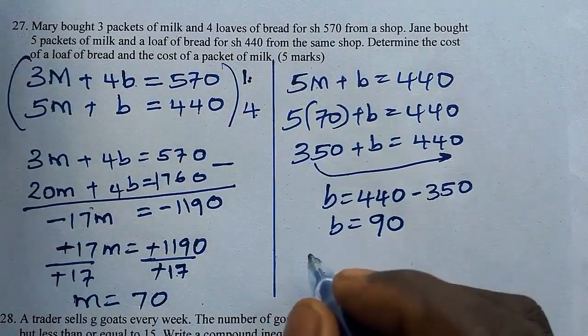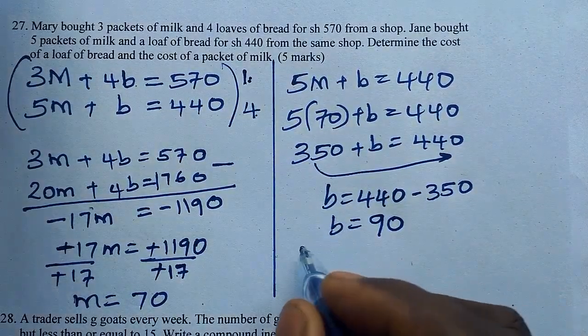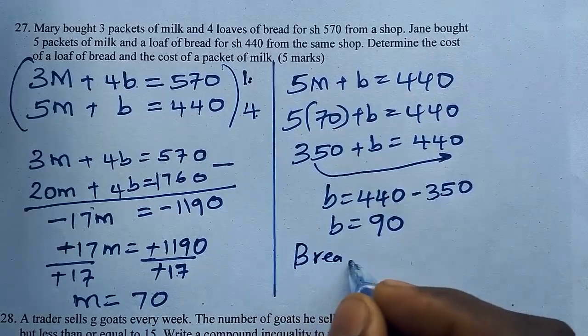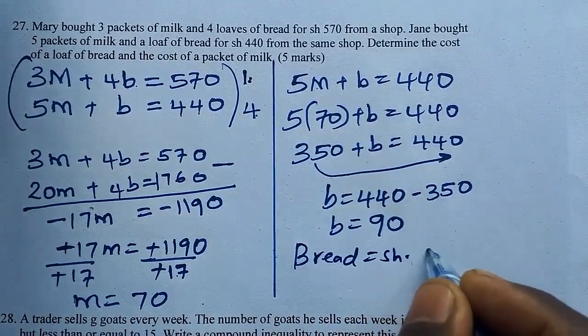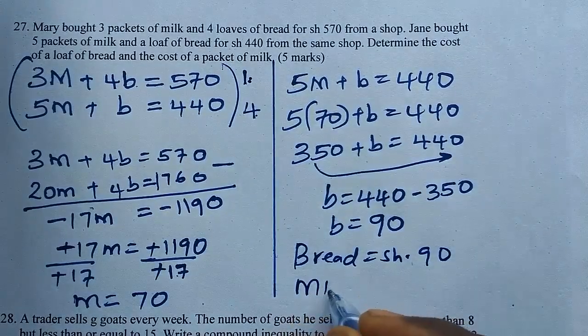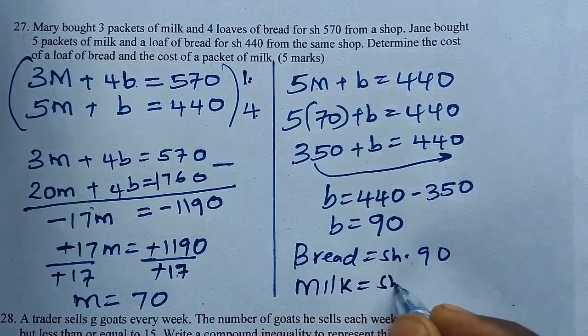Therefore, determine the cost of the loaf. So bread is equal to shilling 90. Milk, shilling 70.